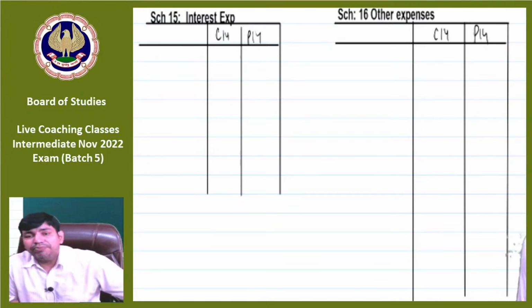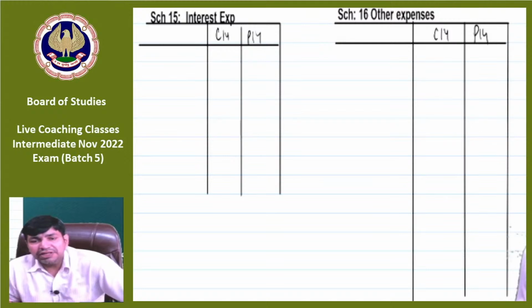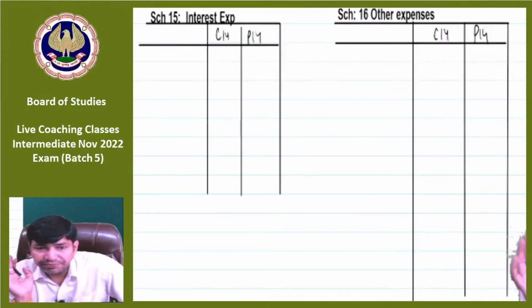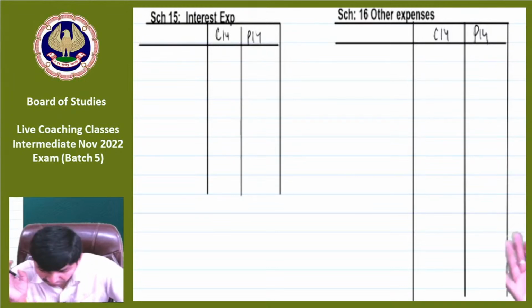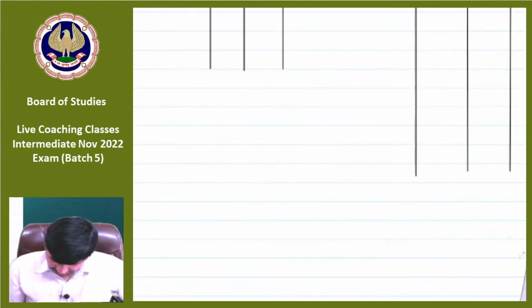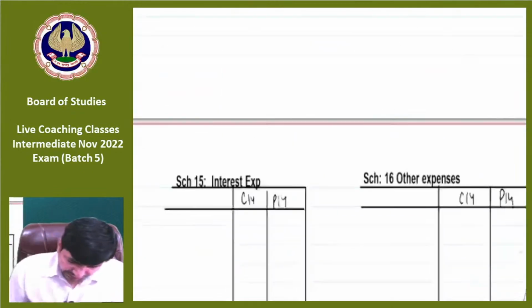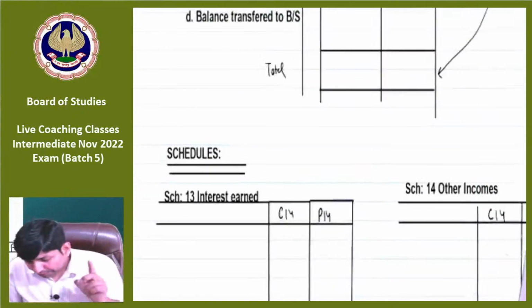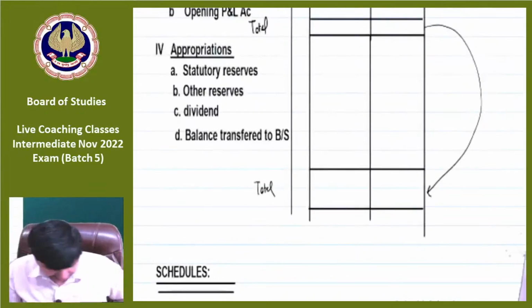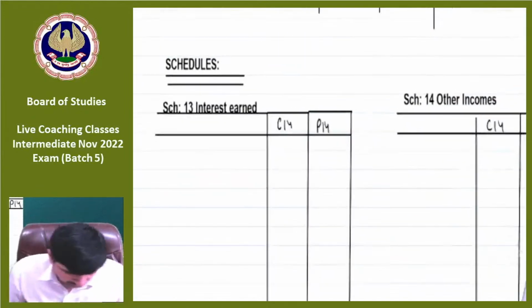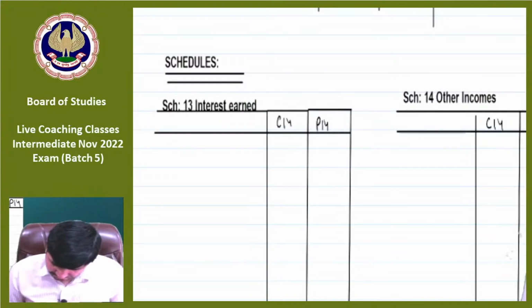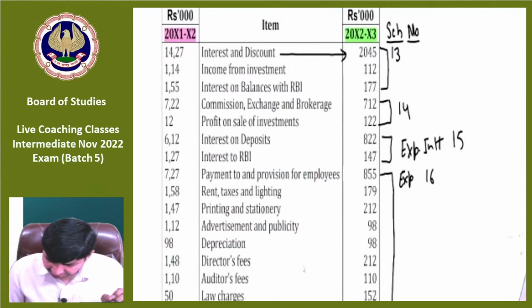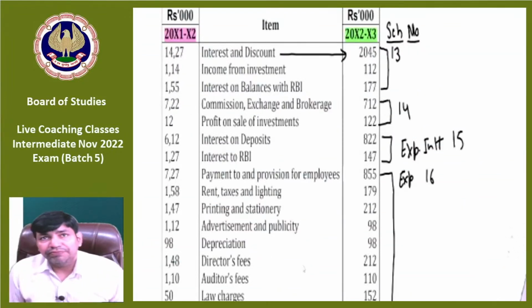Sir, what if previous year balance is not given in the question? Very good question. Neha is asking very good question. Please listen everyone carefully. If a question doesn't give previous year figure, then please beta prepare a column and leave blank. Give dash. Okay, beta. Now please do as per the question. Find out the figure of relevant schedule and put them there.